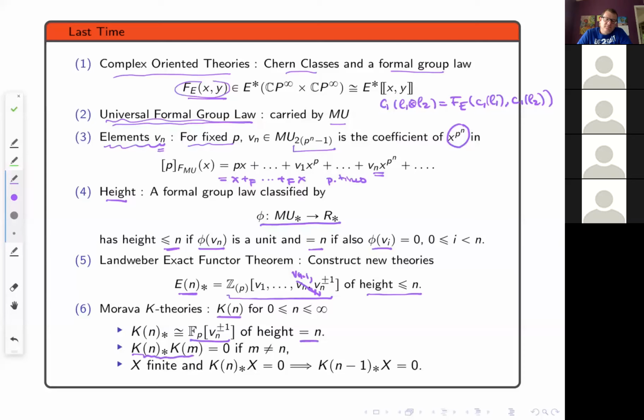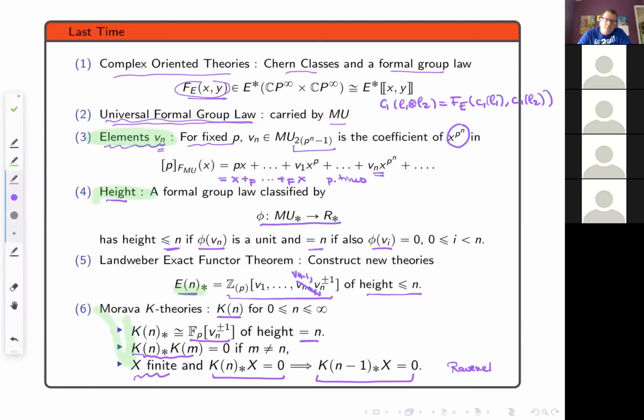We discussed how the K-theories are somehow orthogonal. If I take the K(n) homology of K(m), it's going to be 0 unless m and n are equal. And finally, I mentioned that if X is a finite spectrum, then the vanishing of K(n)_*(X) implies the vanishing of K(n-1)_*(X). This was a theorem of Ravenel, and these things will come up again today. So important today will be the v_n's, the concept of height, this theorem which will make small appearances, and the Morava K-theories with their properties. All right, so that's last time.